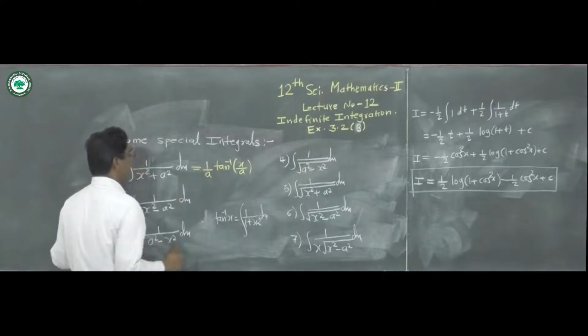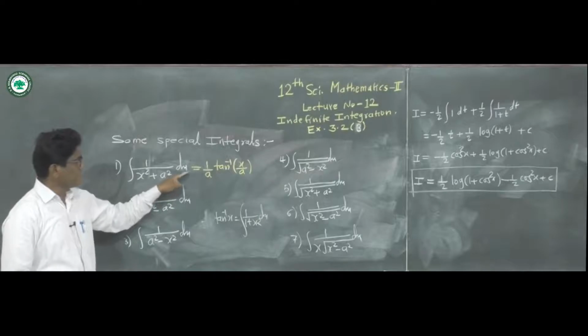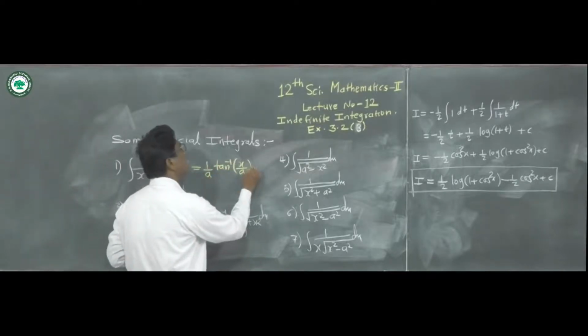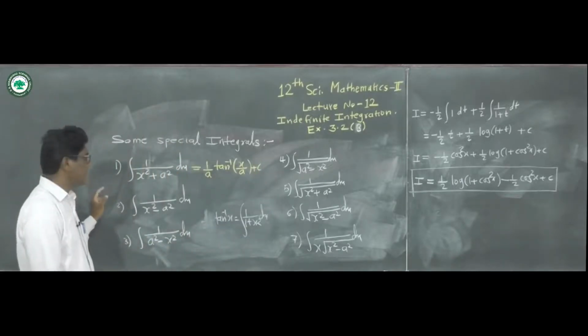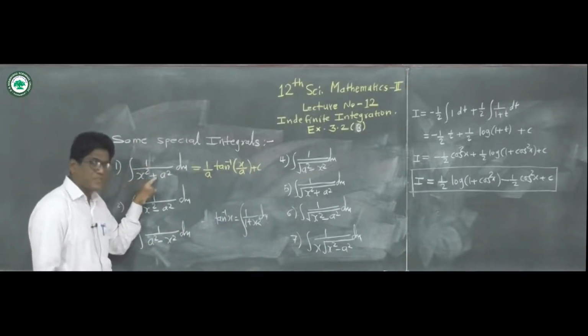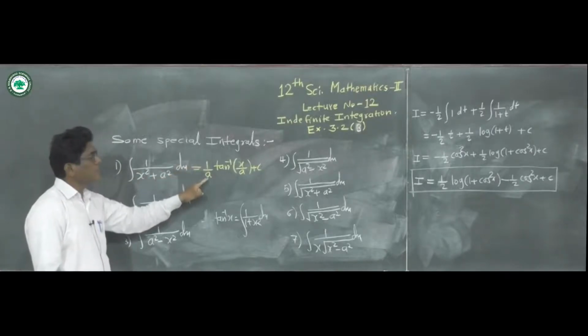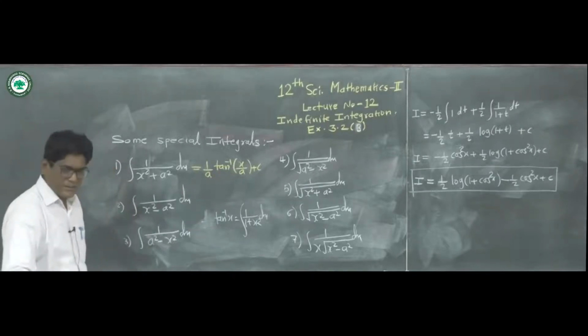So what is the formula here? Integration of 1 upon x square plus a square dx is equal to 1 upon a into tan inverse of x upon a plus constant of integration. This is a very important formula. Whether here x square plus a square or a square plus x square, we take it as 1 upon a into tan inverse of x upon a plus constant of integration.